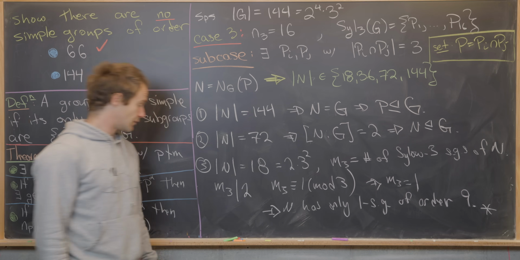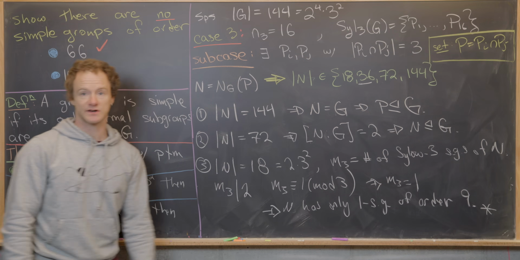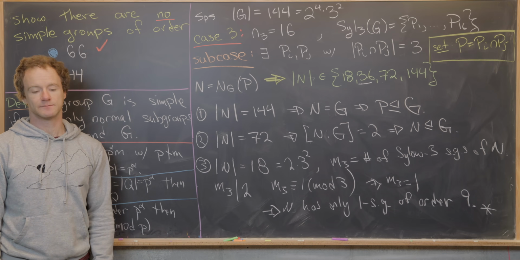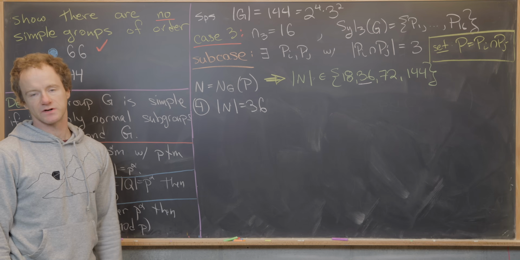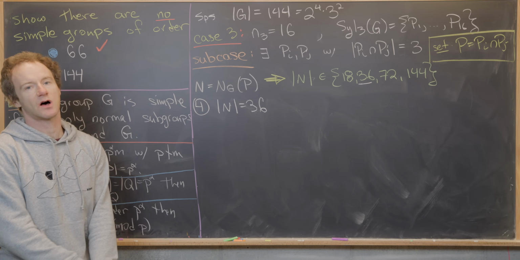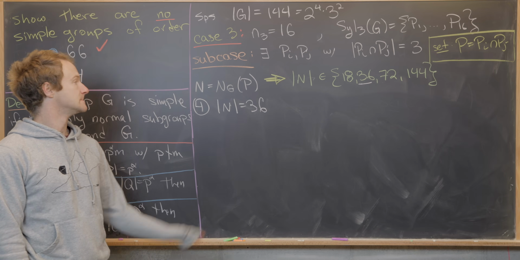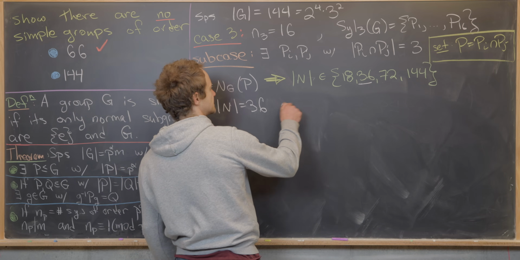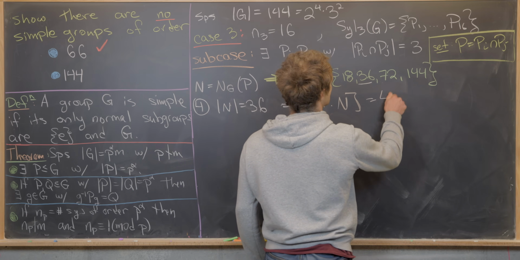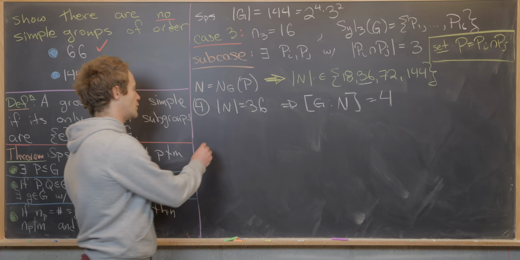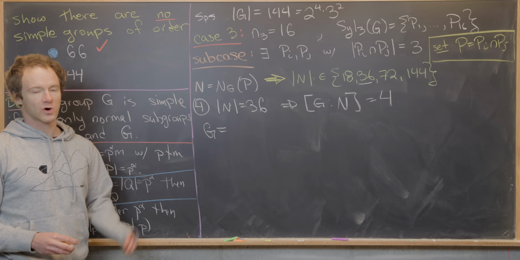Okay, so it looks like we've got one more possibility to check, and that would be if N equals 36. So let's get rid of this and then we'll do that. Okay, so now we're ready to finish this off. And that would be the size of N equals 36. We checked all of those other cases and saw that they were either impossible or they brought us to having a normal subgroup. Okay, so let's see what we get here. So this tells us that the index of N in G is equal to 4. But that means we can decompose G into the disjoint union of 4 cosets of N.